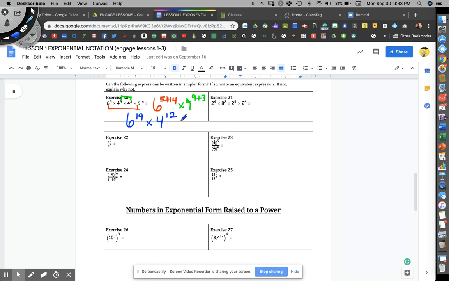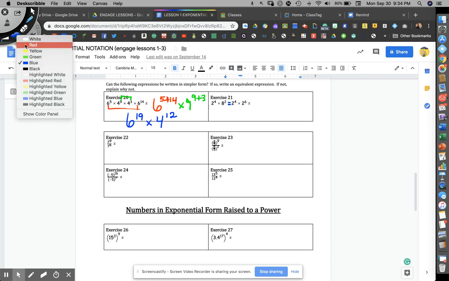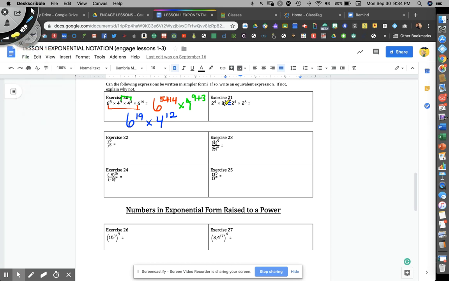Now, if you look at 21, 21 is different because they threw an equal sign right here in the middle of it. Well, whenever you get an equal sign right in the middle of two equations, that means they want you to see, are they equal? So you're going to solve both sides. Now, if you notice, both sides have a 2 to the 4th power. So we're going to go ahead and check that and check that. But this one is not the same.